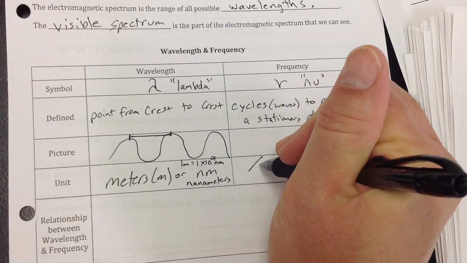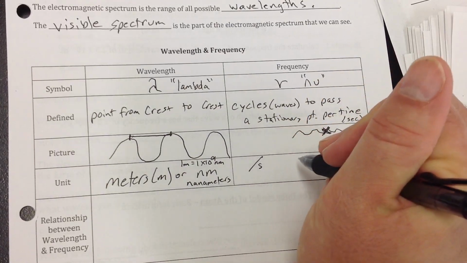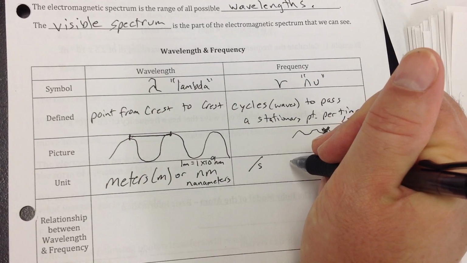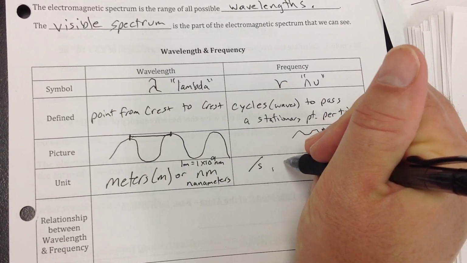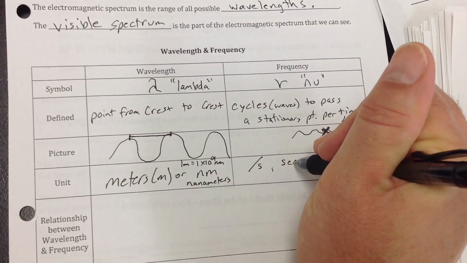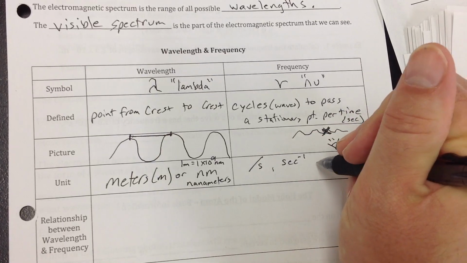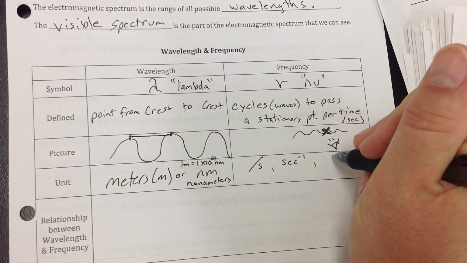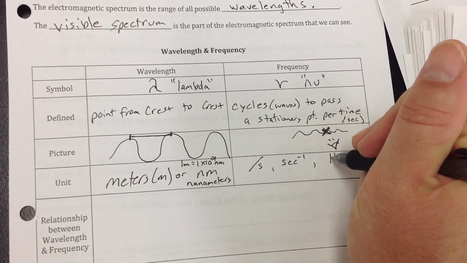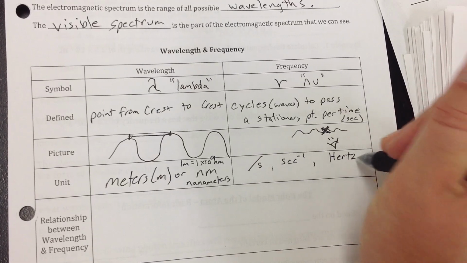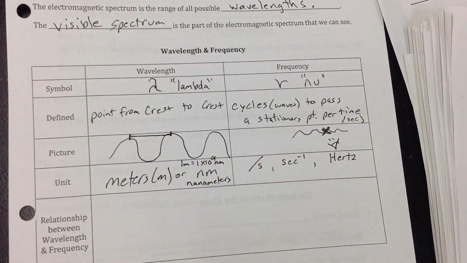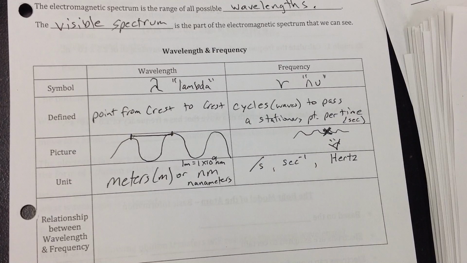Most of the time we do per second. Now Europeans hate it when we do that, we being Americans. They prefer to have second to the minus first. There's another one that we let equal per second, and it's called a hertz. You ever heard of a megahertz phone or a megahertz wavelength? That's where that comes from. All of those mean exactly the same thing, per second.